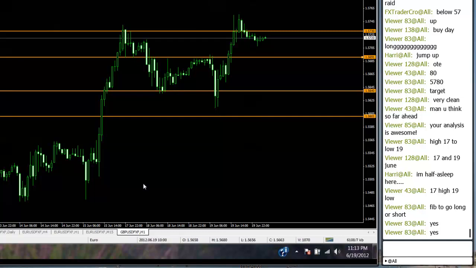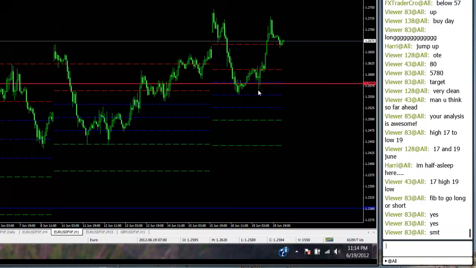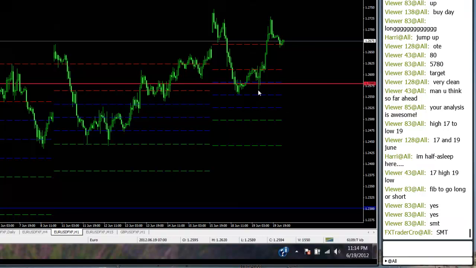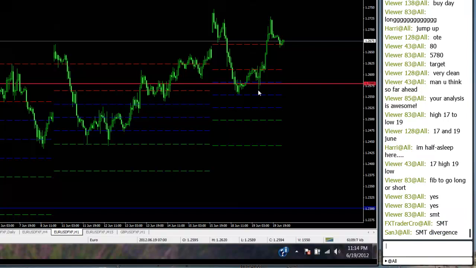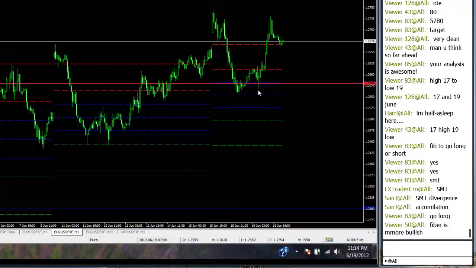Watch what happens in the fiber at the same time. This is that same comparable low to low. What is that telling you? More specifically, what is it telling you? Somebody with a big hand is accumulating long positions.